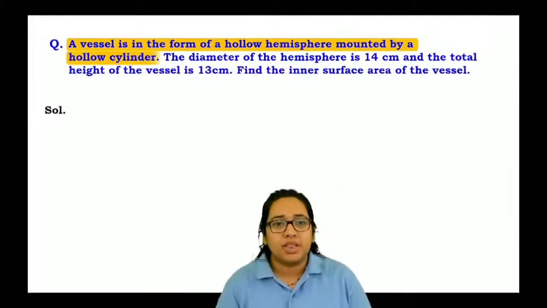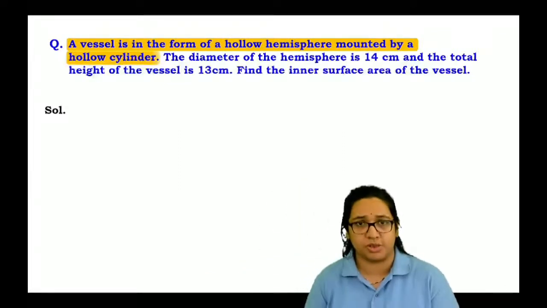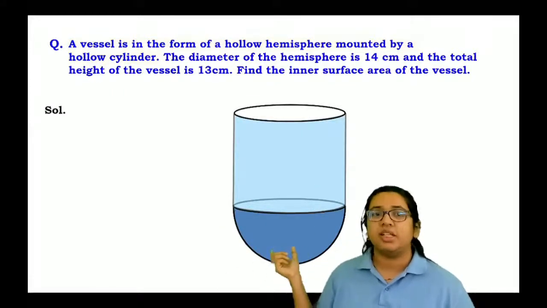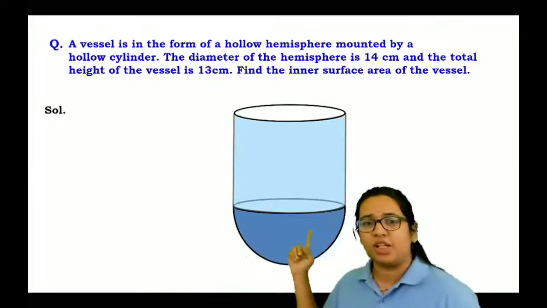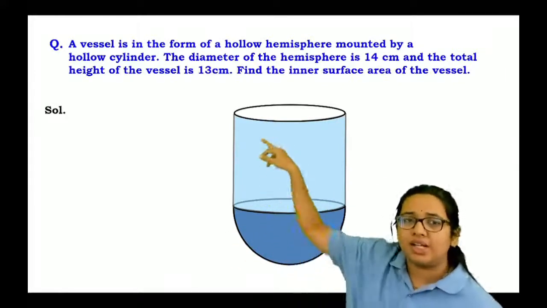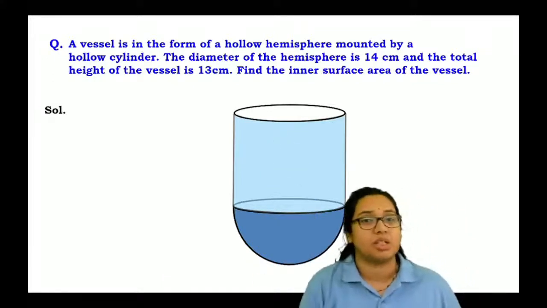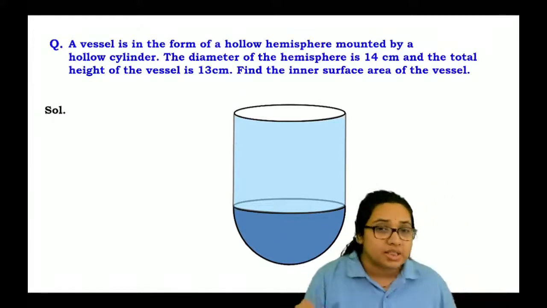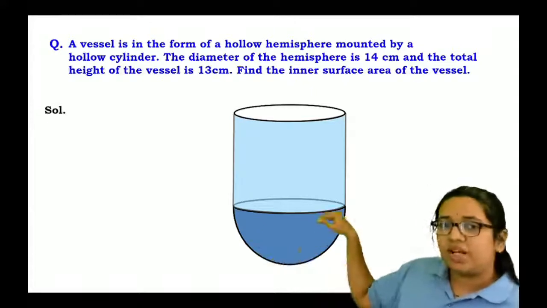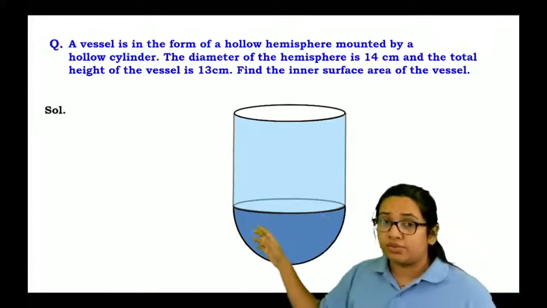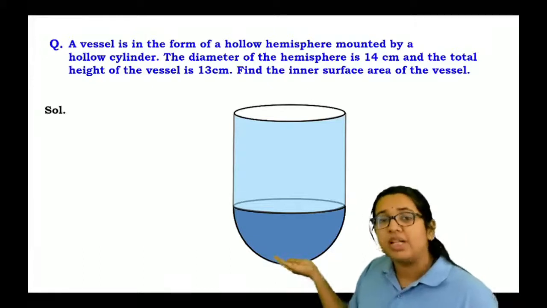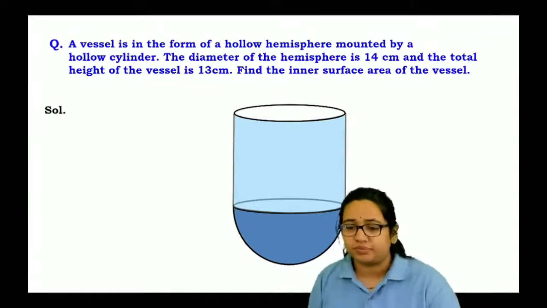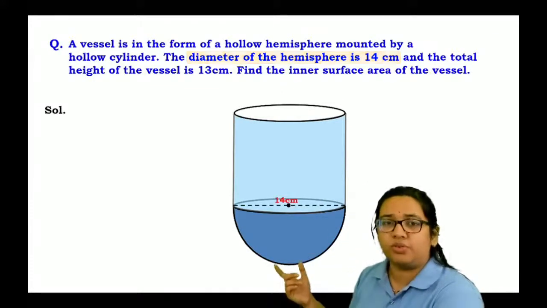Okay. A vessel in the form of a hollow hemisphere mounted by a hollow cylinder, means something like this. The diameter of the hemisphere is 14 centimeter and the total height of the vessel is 13 centimeter. Then find the inner surface area of the vessel. Then we have to find the inner surface area. It means that obviously we have to consider the curved surface area for this hemisphere as well as the curved surface area for this cylinder. Are you getting this one? Okay. Now we'll just put what it is.